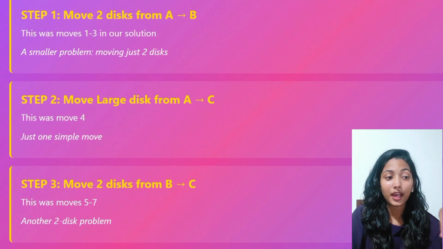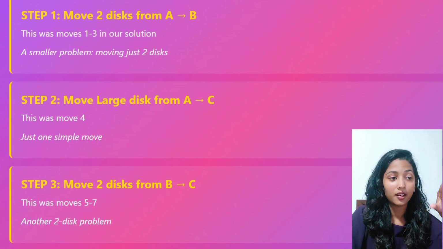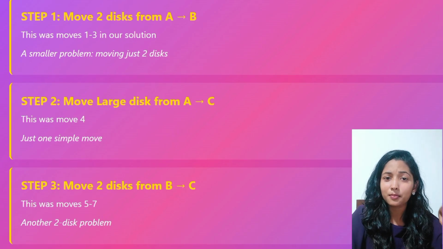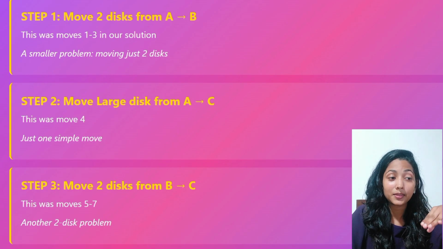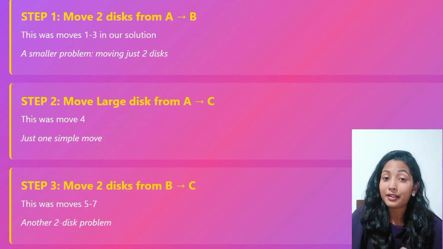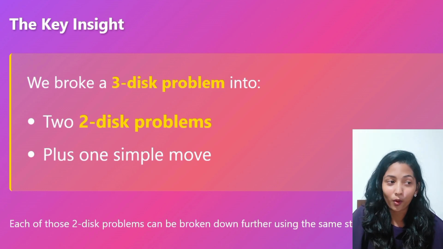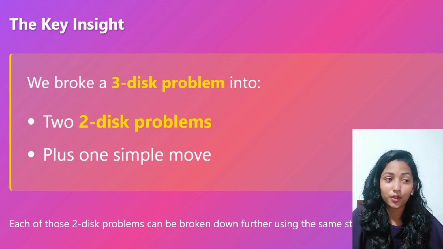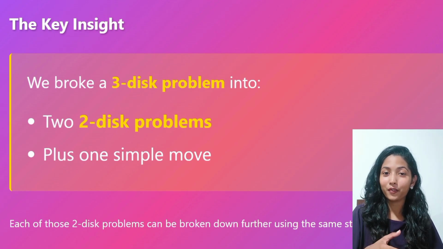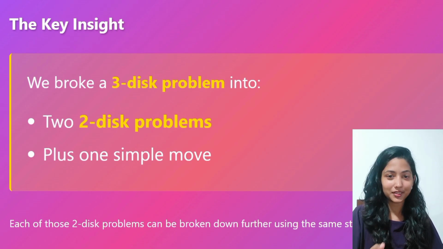So there we have made the problem smaller. In this step 2, it's just one simple move. And in this step 3, again we are moving only 2 disks. Now we can understand we broke the 3 disk problem into 2 disk problems plus one simple move. I think now you have a perfect idea of what recursion means.